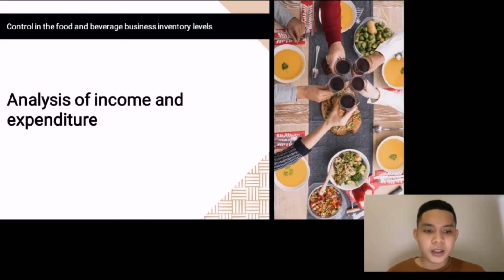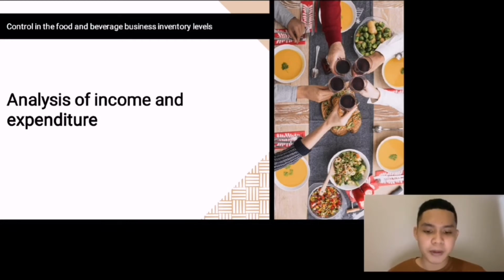Analysis of income and expenditure. The analysis is solely concerned with the income and expenditure related to the food and beverage operations. The revenue analysis is usually by each selling outlet, of such aspects as the volume of the food and beverage sales, the sales mix, the average spending power of customers at various times of the day, and the number of customers served.